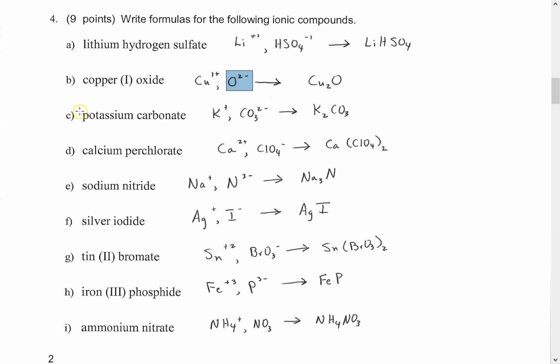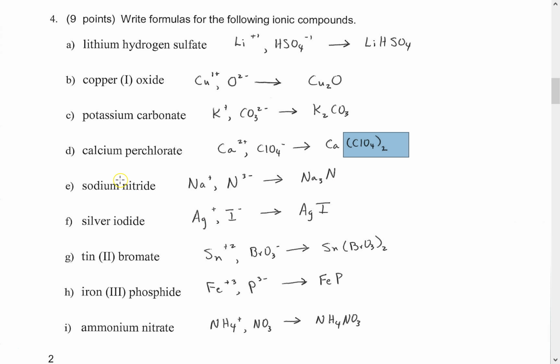Potassium carbonate. Potassium you can find on the periodic table. It's a +1. Carbonate is one of the things you had to memorize. It's CO3 2-. Then if we crisscross, you can see it's K2CO3. Calcium perchlorate. Remember the halogens, several of them form these oxyanions, and the -ate means lots of oxygen, and the per- means even more oxygens than lots. So that's our ClO4 -1, and when we crisscross, we need 2 of those, so I'm going to put that in parentheses, and only need 1 calcium.